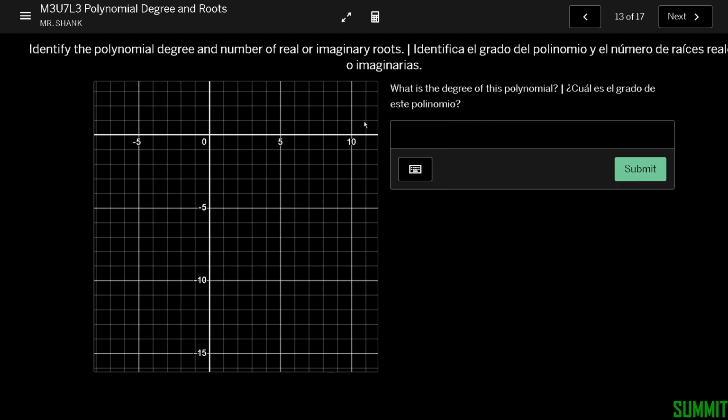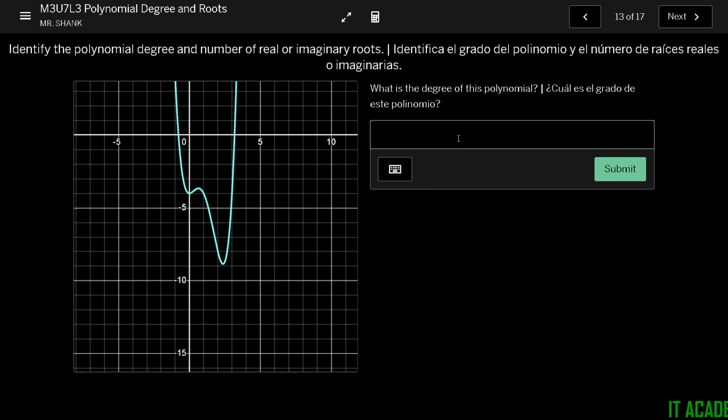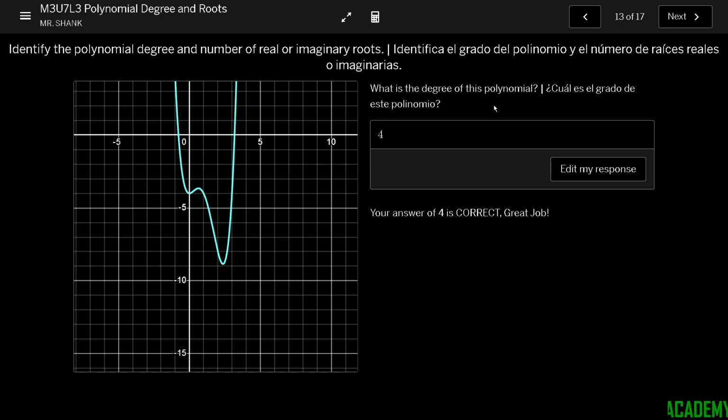So let's try a different one. All right, so it says, what is the degree of this polynomial? So I'm going to have this question a bunch of times. All right, so find the total degree. I need to find the total number of roots, which I need to find the changing points. So I'm going to say I have 1, 2, 3 changing points, which means my degree, I add 1 to it to get 4. So my total degree for this polynomial is 4.